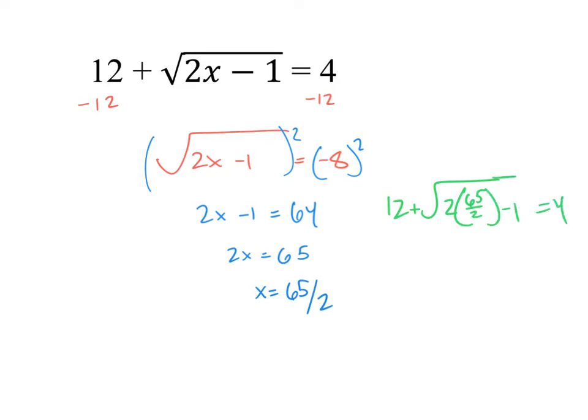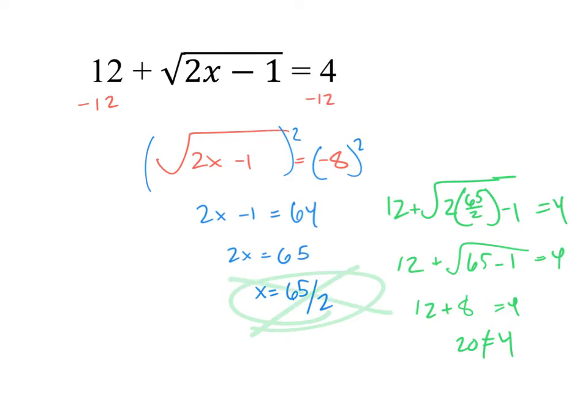It's supposed to equal 4. Well, 2 times 65 over 2 is just 65. So we'll get the square root of 64, which is 8. 12 plus 8 is 20, which does not equal 4. So there's the proof that it does not work. That's the solution that we found on paper, but it is extraneous.